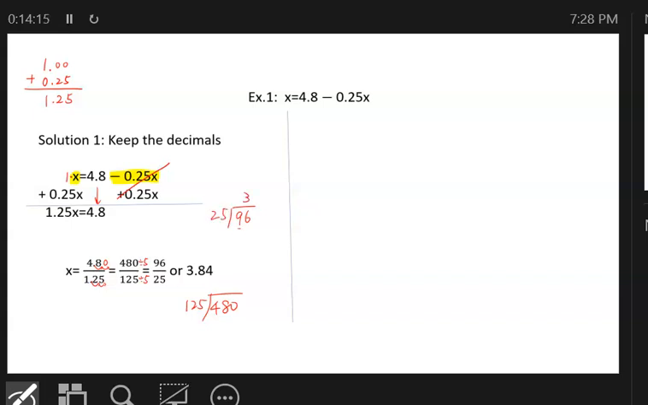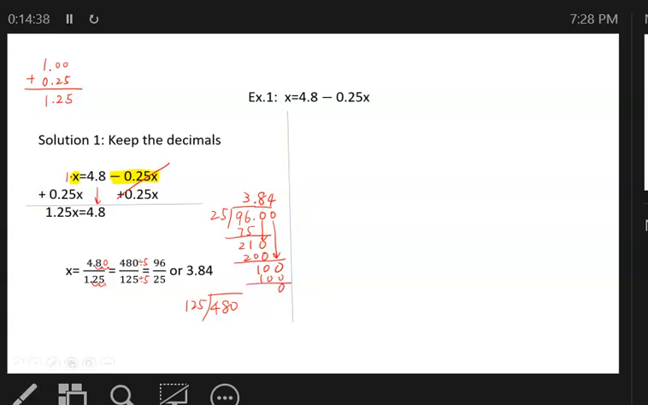That should give us 3, and then 2, and add a decimal point, add a 0. So that's 8. That gives us 200 here, and then subtract, add another 0, bring it down. So that gives us exactly 3.84.